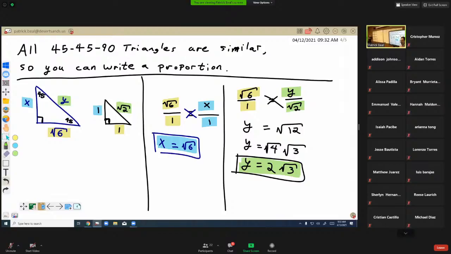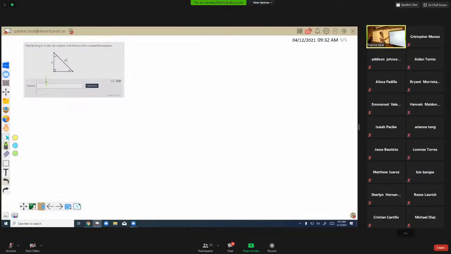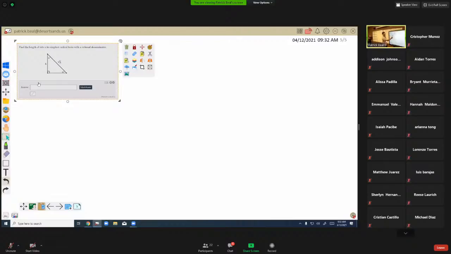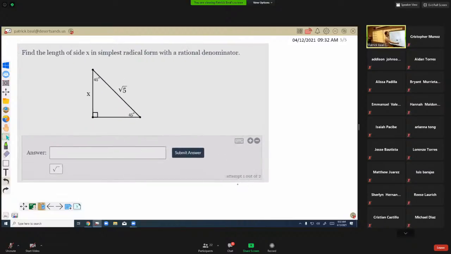Okay. Now, if you use these proportions, you should be able to solve just about any problem in the Delta Math homework on homework 22. There is one other type of problem that you might run into that's going to be a little tricky. And it's this one right here. So just let me show you how to tackle this. And then we'll be good to go.